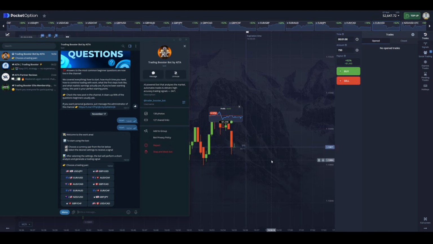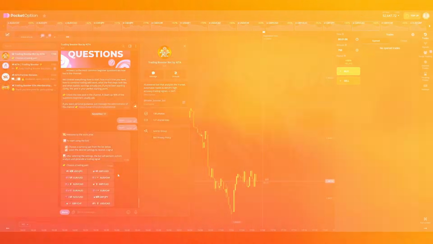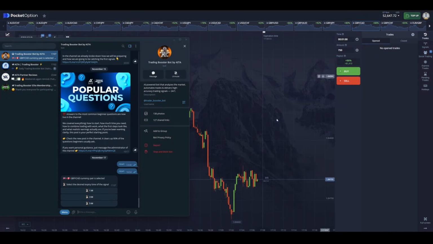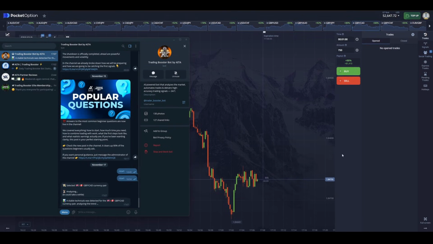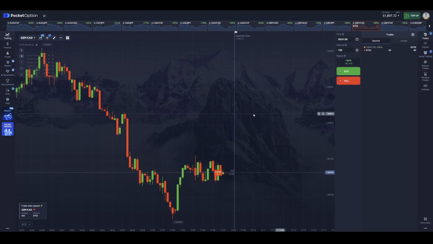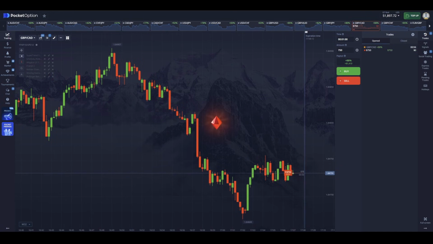Now let's answer the question, why is the Booster Bot not actually automated trading, but more like a currency pair scanner? For the next currency pair, I'm choosing the British Pound Canadian Dollar. There's a nice downward movement here. Let's see what the bot shows us. The bot tells us that the price is about to go lower, so I'm opening a sell trade.